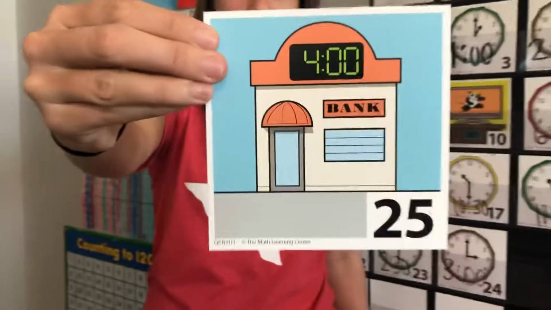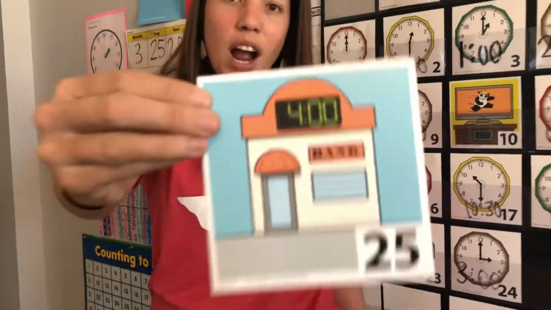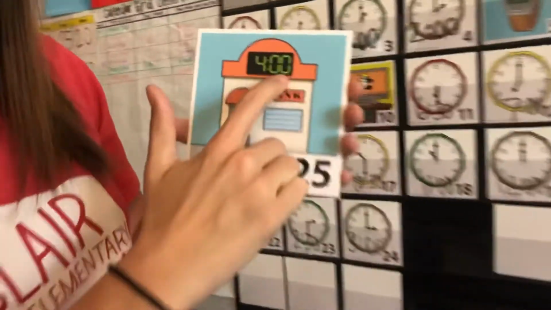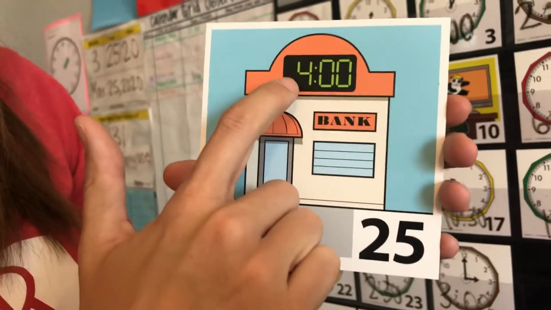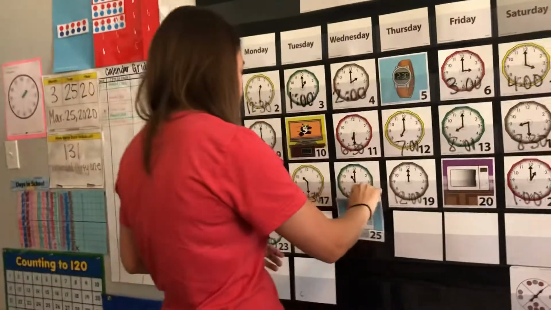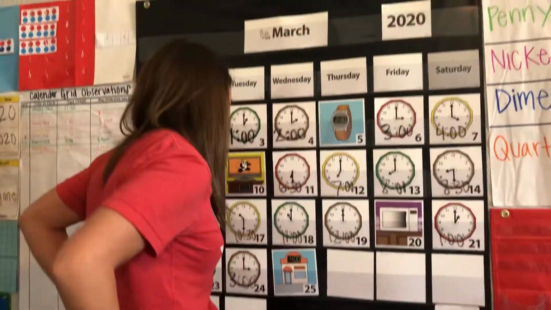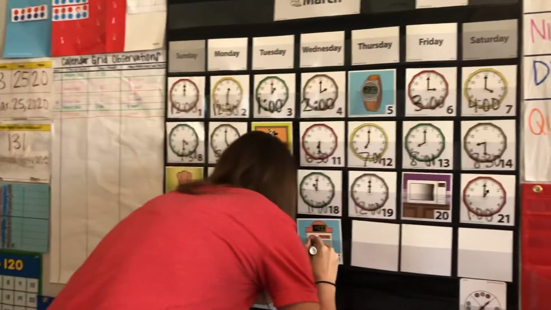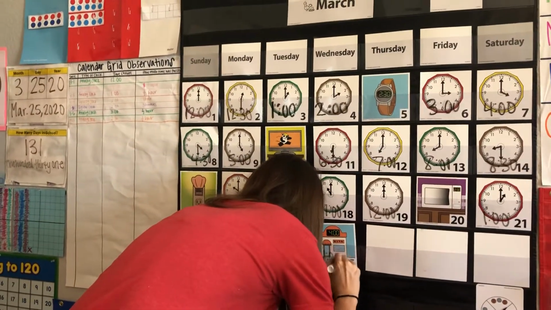Boys and girls, what type of clock is that? That's right, it's a digital clock. Right here it tells us the hour, and then over here the minutes. So it's 4 o'clock. I'm gonna write 4 o'clock on here, and it's a digital clock.